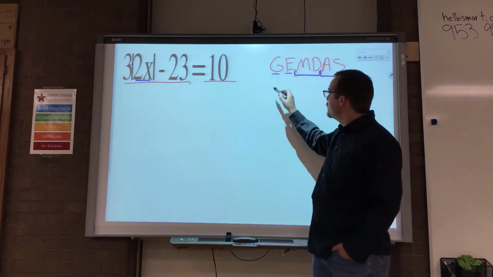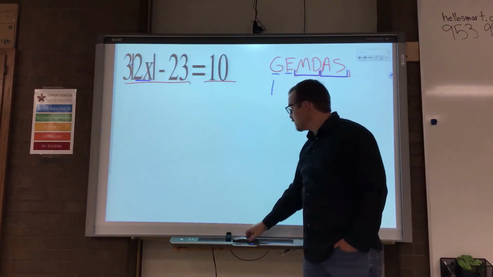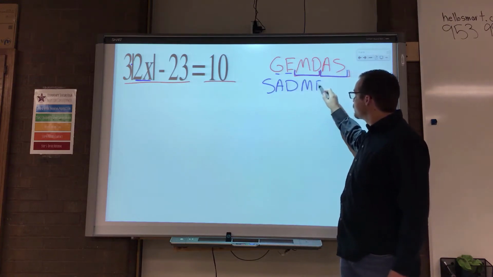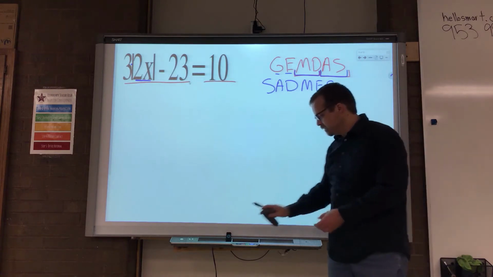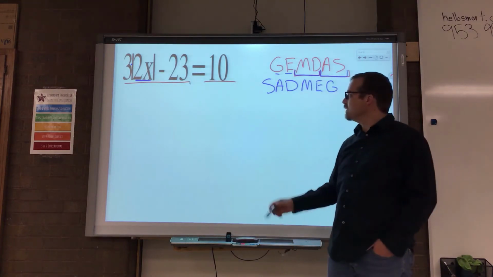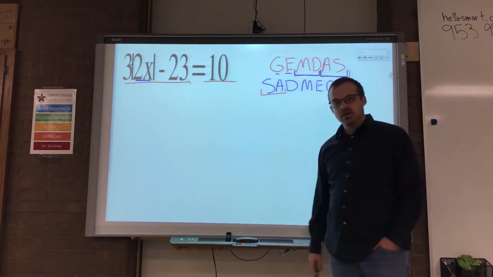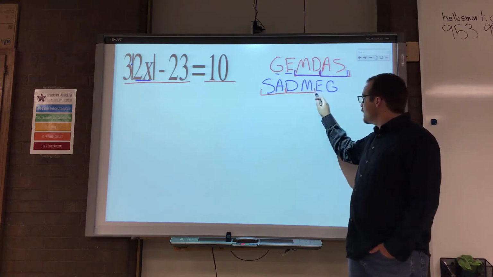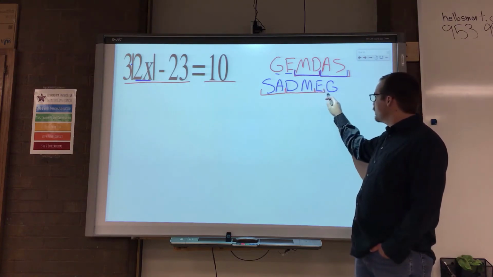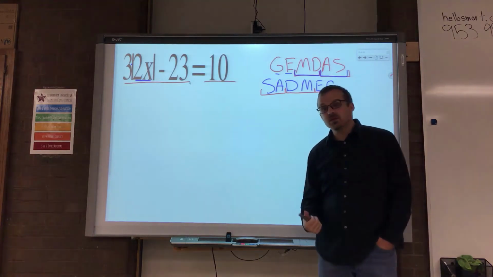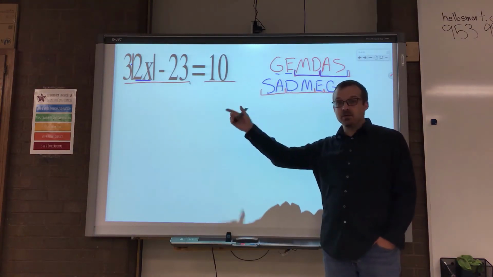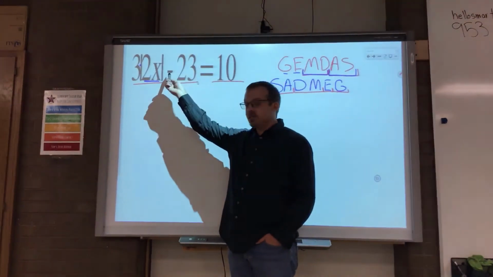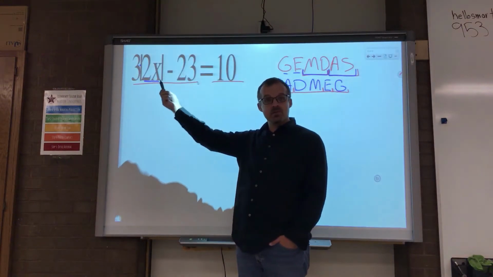Now let's go to solving. Remember that solving, we need to go to SADMEG. That's GEMDAS backwards for those of you who have not figured it out yet. And then we're going to solve here, which means we need to undo our subtraction and addition first, and then we'll undo our division and multiplication. Something that you'll look at later is how to undo exponents, and then we're going to look at undoing the grouping symbols. In this case, the grouping symbol is the absolute value. That's what we're going to do last. So let's undo our addition and subtraction first. We've already identified that as minus 23, so let's undo that. How do we undo minus 23?